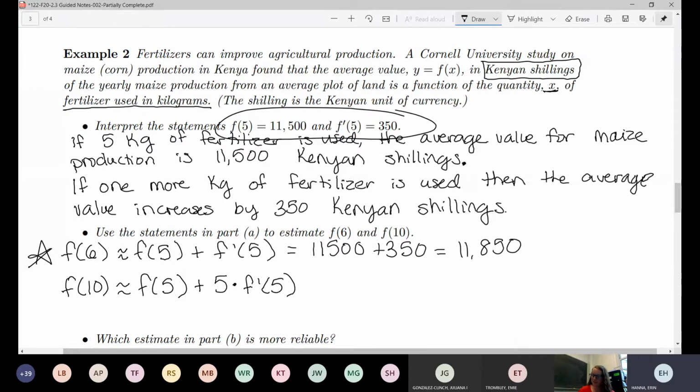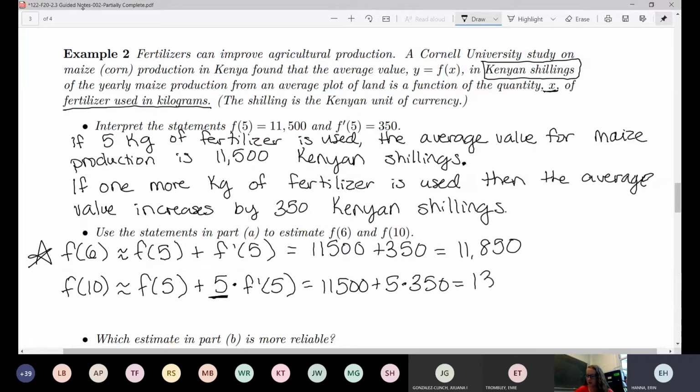There we go. So instead of just adding one derivative value, we essentially have to add it 5 times because we want to take 5 steps up from 5. So if we were to calculate that, we'd get the 11,500 plus 5 times 350, which would give you 13,250. Both of these in Kenyan shillings if you like to keep track of units.